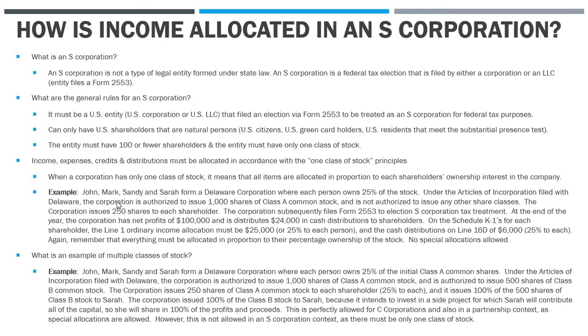Okay, so let's look at an example here. We have John, Mark, and Sandy, and then Sarah. So four people form a Delaware Corp. Each person owns 25% of the stock. So they each own 1/4 of the company.